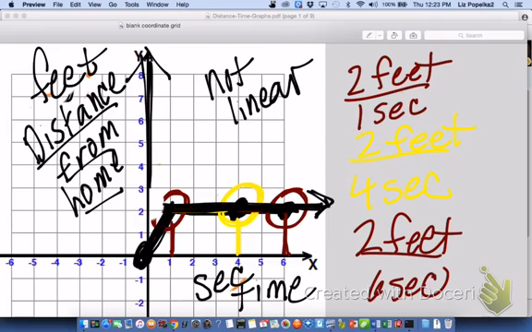Hopefully these have helped you out with a couple of little hints. Now go match up some graphs with some stories.